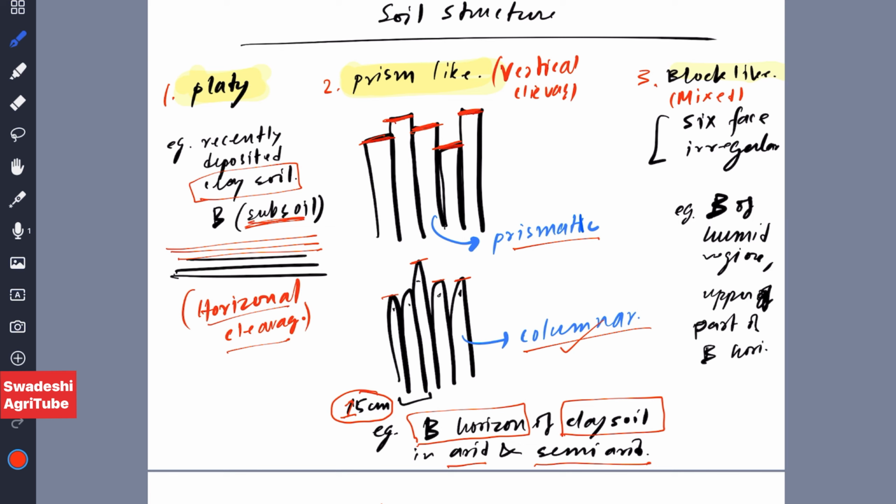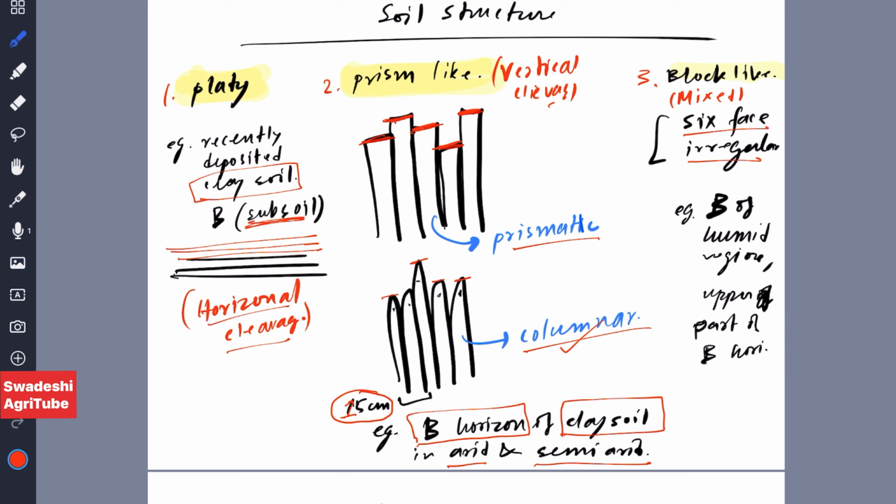Another important structure is the block-like structure. Block-like structure, remember the benzene ring, it is like that. It has 1 2 3 4 5 6 faces, but the benzene ring actually has a regular shape. There is symmetry in case of benzene ring, but here there is no regular shape, these are irregular, but still have 6 faces. So that is the block-like structure. It is 6 faced, but it is irregular.